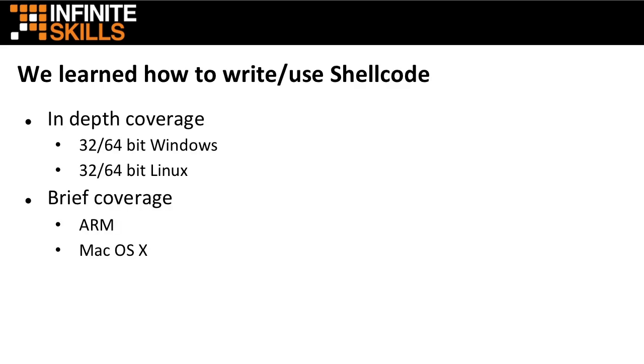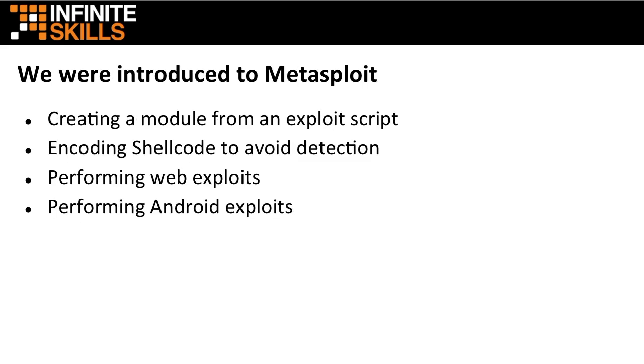We learned how to use and write shell code. So once again, we covered in depth 32-bit and 64-bit Windows and Linux. We also touched on ARM and Mac OS X. We introduced Metasploit, which is one of the most popular tools in the InfoSec industry. Showed you how you could create a module from an exploit script, and we showed you how you could encode shellcode in order to avoid detection.